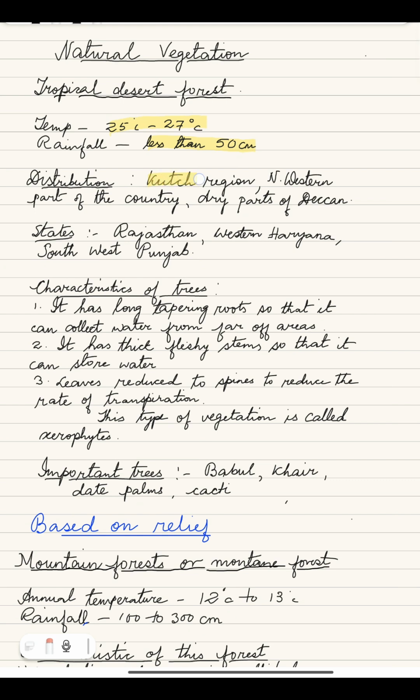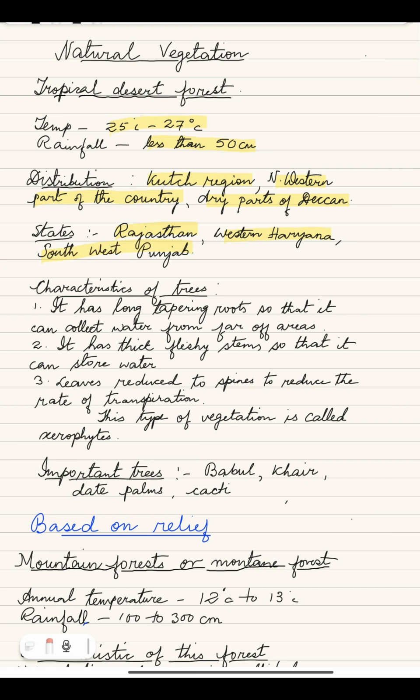Distribution: the Kutch region, northwestern parts of the country, dry parts of Deccan. And if states are asked, then very important state Rajasthan, western Haryana, southwest Punjab.